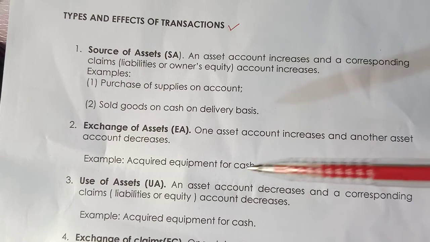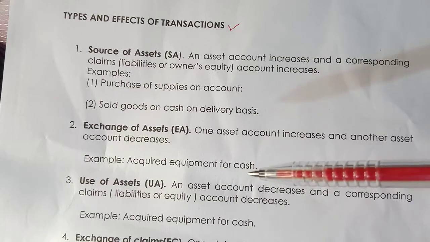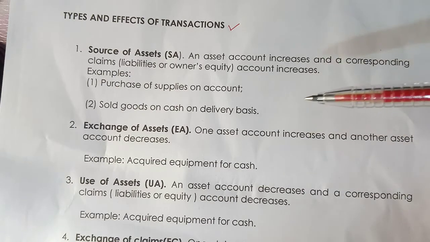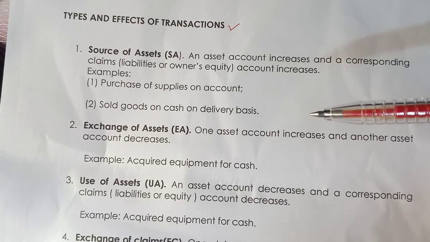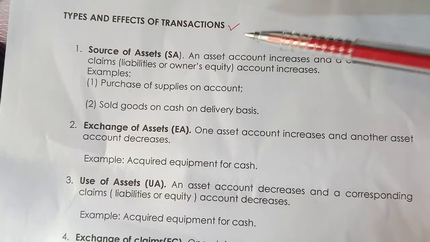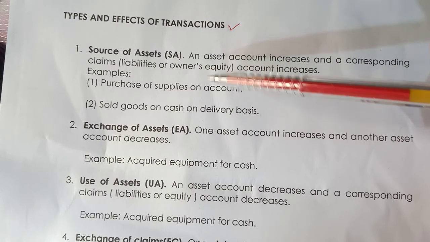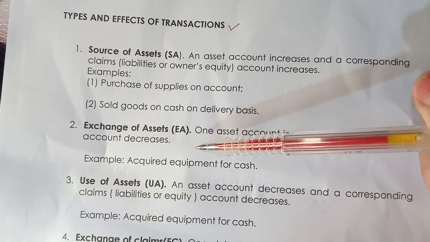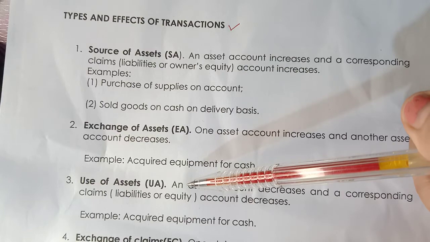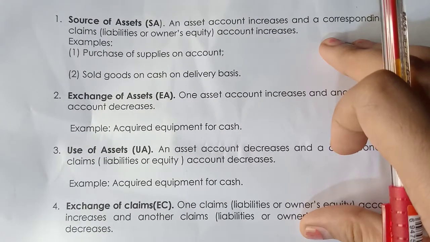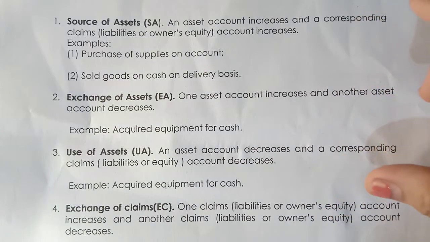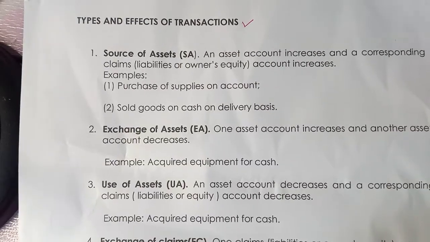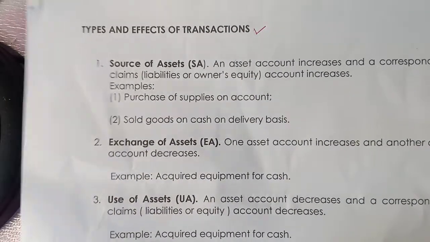Although business entities engage in numerous transactions, all transactions can be classified into 4 types. And those 4 types, these are the types and effects of transactions. First is the source of assets or the SA. Second is the exchange of assets. Third is the use of assets, and the fourth is the exchange of claims or EC. Okay, so let's discuss first the source of assets or the SA.